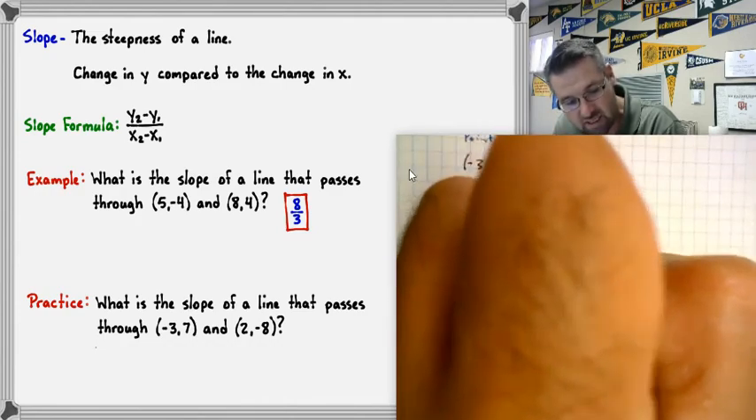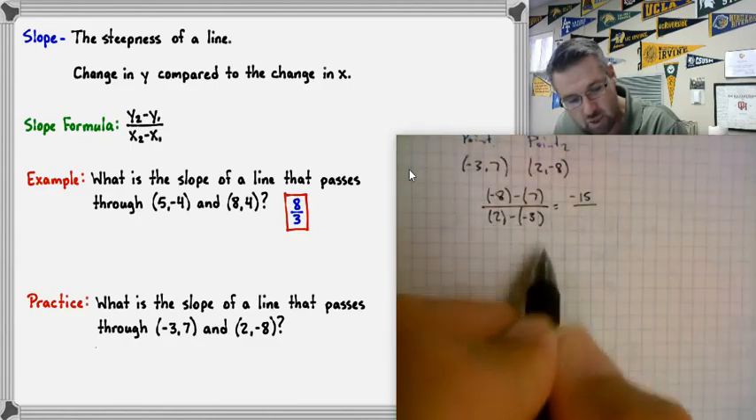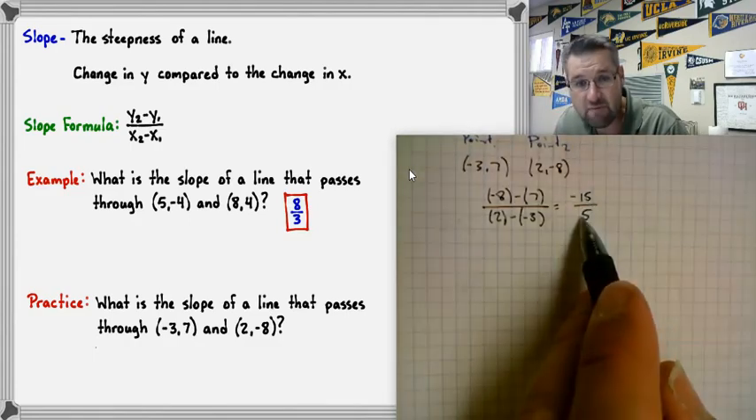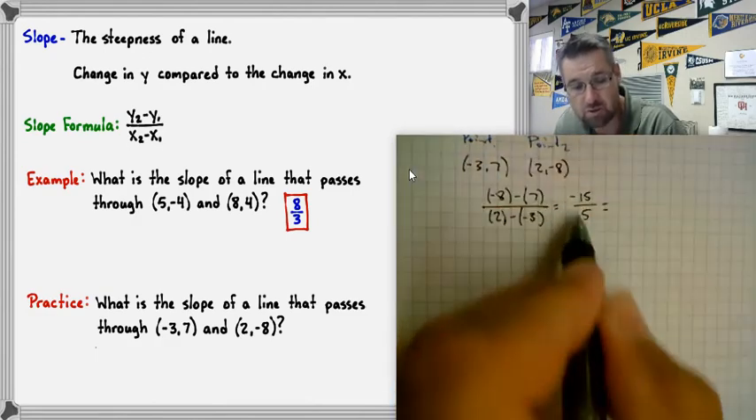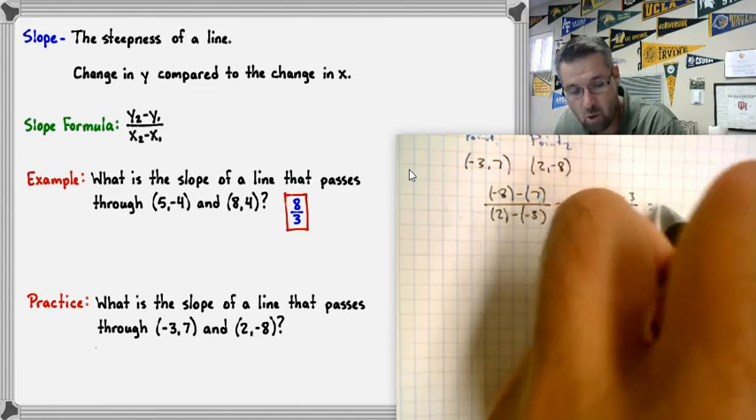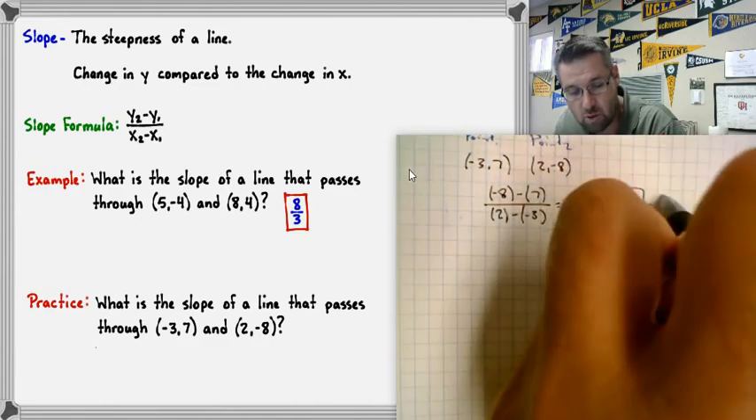Negative 8 minus 7 is negative 15. And then 2 minus negative 3 turns into 2 plus 3, which is 5. And then the negative 15 over 5 can actually reduce. There's a common factor of 5 out of both of those. So we end up with negative 3 over 1 or negative 3, depending on how you want to write that.